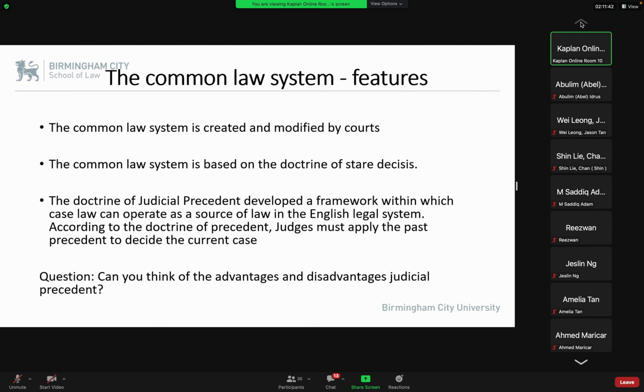So that's the meaning of precedent. This system of precedent applies in all common law countries. This is a system created by the common law judges. So this is one of the key features of the common law system. Okay, please let me know once you have written this down, and then we're going to have a short discussion.